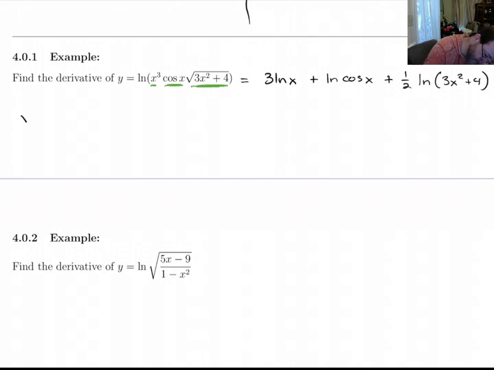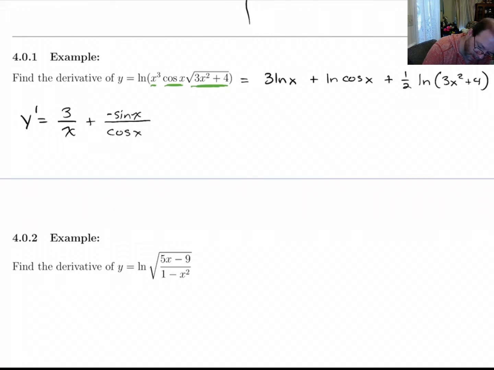The first one is going to be 3 over x. The next one is the derivative of cosine. Cosine goes downstairs, and its derivative is negative sine. And then for the last one, we've got 1/2. I'm just going to continue this out as a fraction here: 1/2, the 3x squared plus 4 goes on bottom, and 6x goes on top.